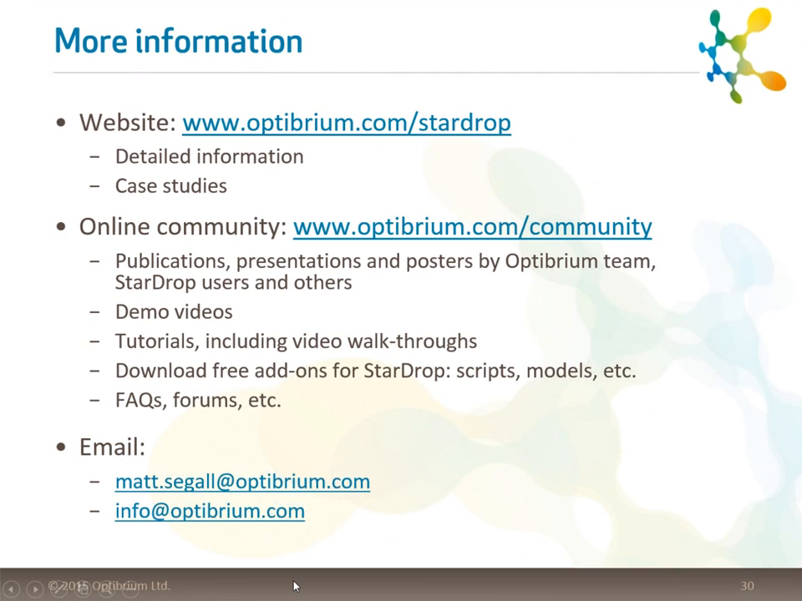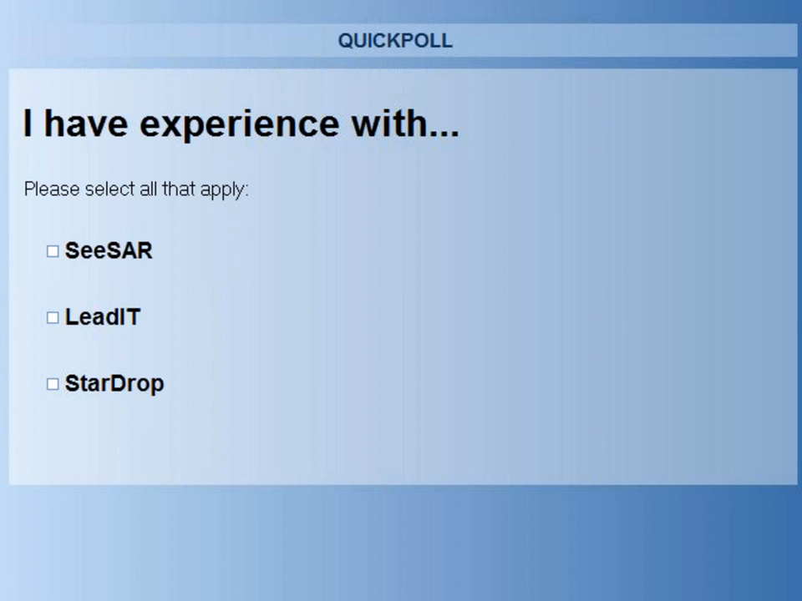Before we do that, I would like to pop up the next poll to find out how much experience people already have. There are lots of questions already popping in for the discussion afterwards. So let's see whether this shows up. Do you actually see the polls? If so, please give us a quick hint on your experience with either CSAR or LeadIt or StarDrop. And replies come in interactively here already.